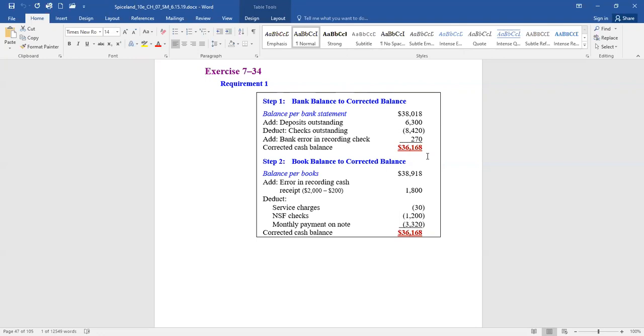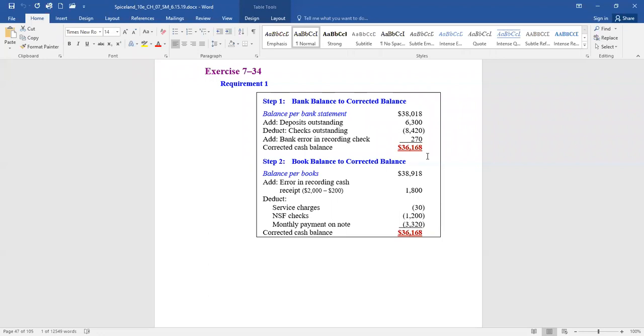Things like the service charge you see on the bank statement are normally not deducted, and the assumption is they aren't. The NSF check is not normally there either. Remember, an NSF check is when the customer's check bounces. The bank will deduct it out of the bank statement balance, but sometimes we don't find out about it until we actually get the bank statement.